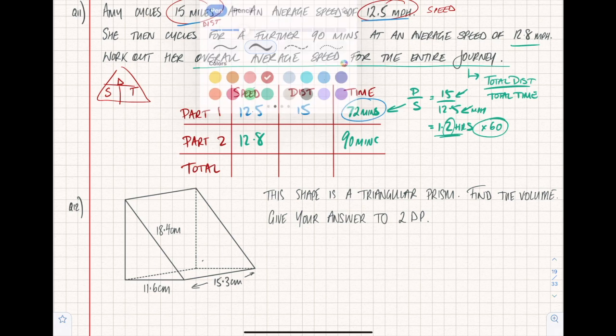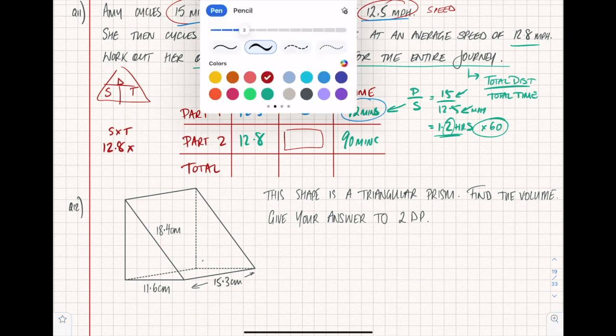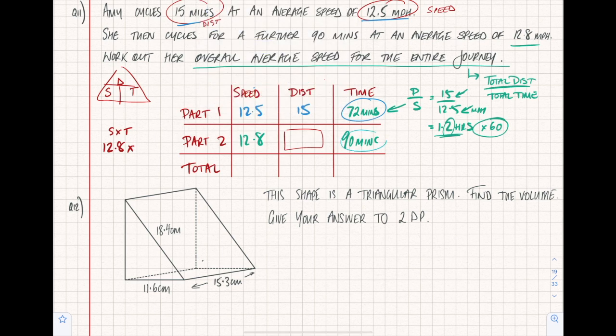The next thing you then need to think about is what's missing in part 2. Well, part 2 has got distance missing, okay? That's missing there. How do I find distance? Well, it's speed times time. So what I'm saying is 12.8 times, and I need to be really careful, it's not times 90, because actually this 90 minutes is equal to 1.5 hours. The reason I have to turn that into hours is because this speed is in miles per hour. So therefore you're doing 12.8 times 1.5.